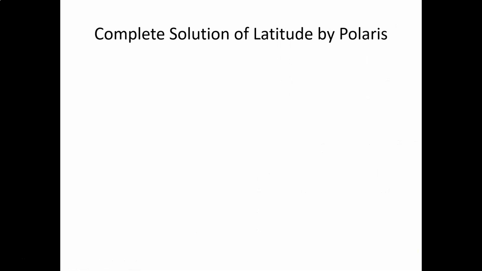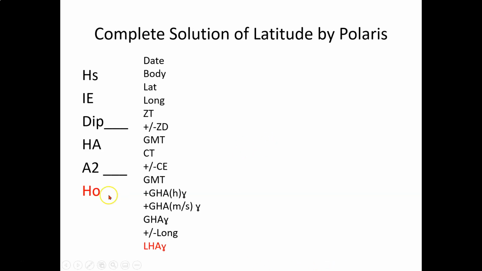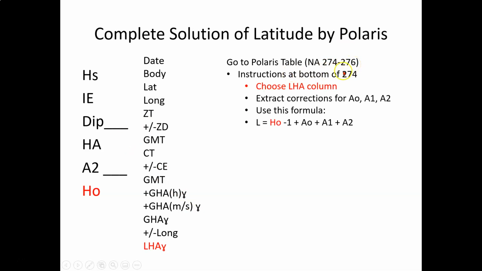Okay, now, for a complete solution for latitude by Polaris, you're going to have HS, you're going to have to convert that to HO. And then you're going to have to calculate the LHA of Aries, so you're going to need to do something like this. And then after you calculate the LHA of Aries, you take that formula and go to the Polaris table on pages 274 to 276. You're going to read the instructions at the bottom if you don't know them already. You're going to choose your LHA column. You're going to extract your corrections for latitude of A0, A1, and A2, and then you're going to use this formula, okay? The important thing about this formula is you have to make sure that you get everything lined up appropriately. So you have degrees lined up with degrees, minutes lined up with minutes, all right? And then you'll have your latitude.